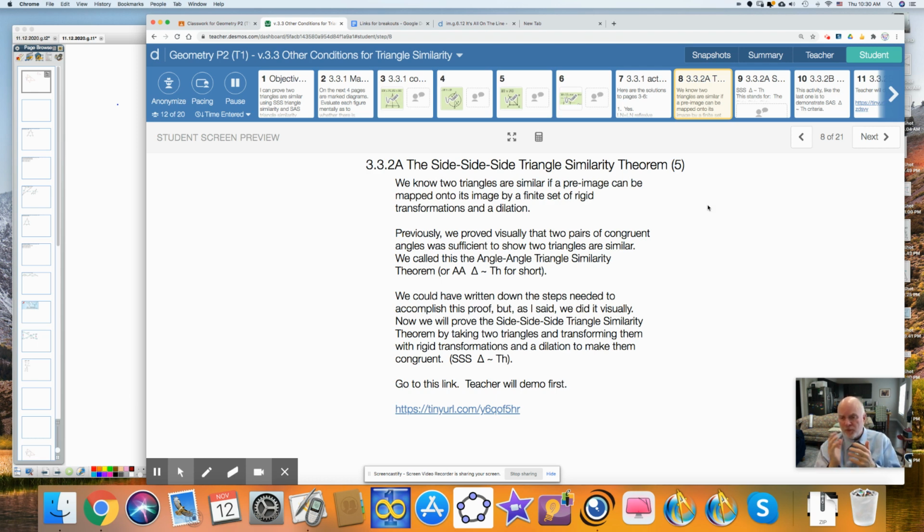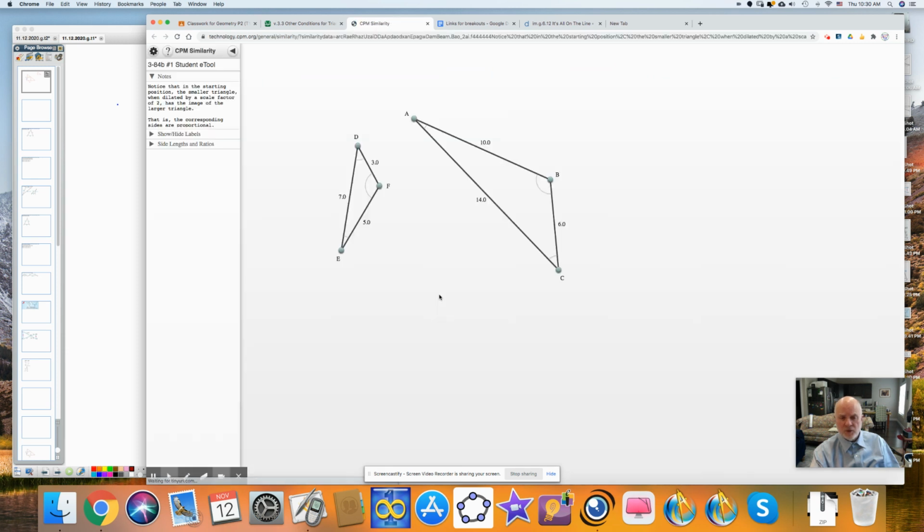Previously, we've proved this visually for the angle-angle triangle similarity theorem, and we showed that it was enough to map them onto another. We're going to do this visually as well. We could do this with a written proof, but I'm going to show you how it works visually. So I'll go to this URL here. Notice I'm not marking any of the angles, only the sides.